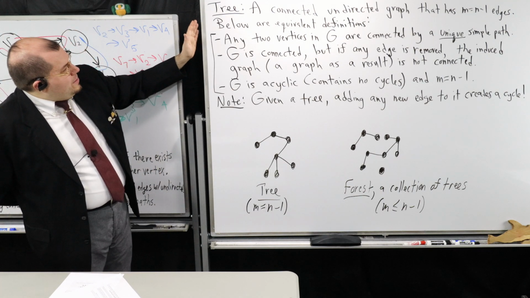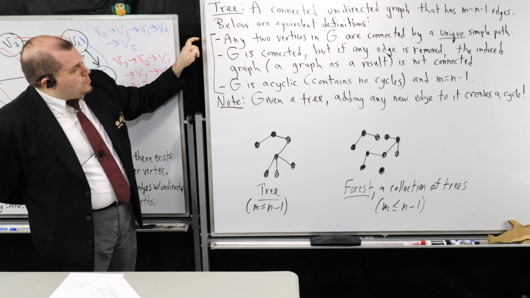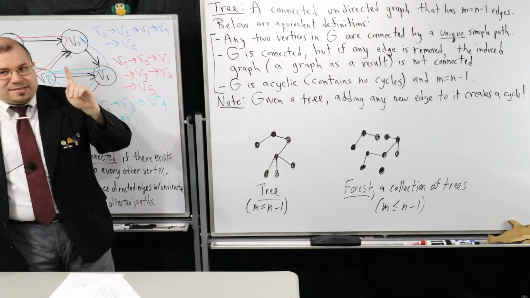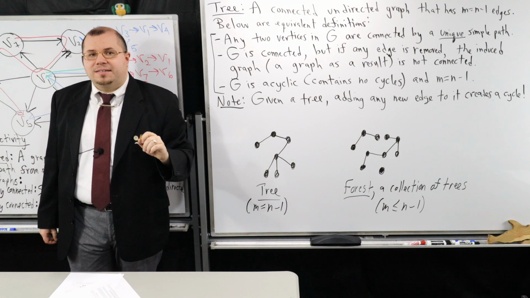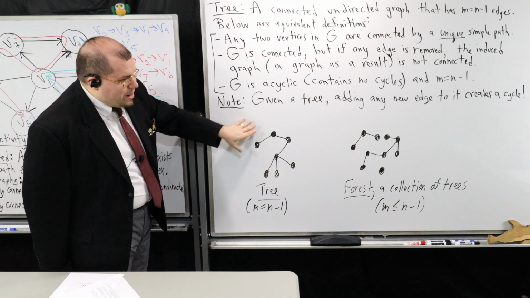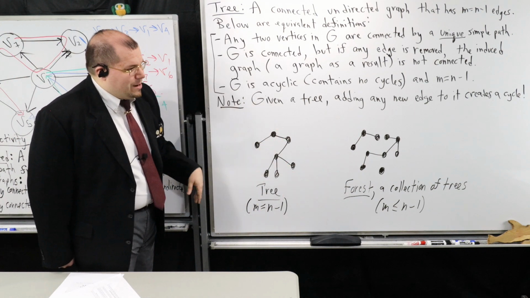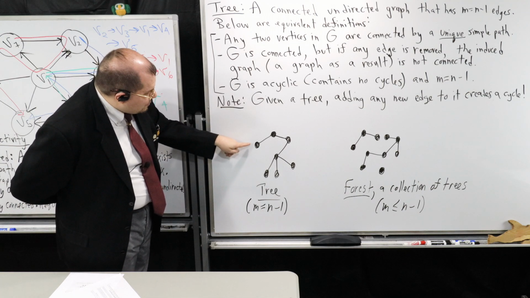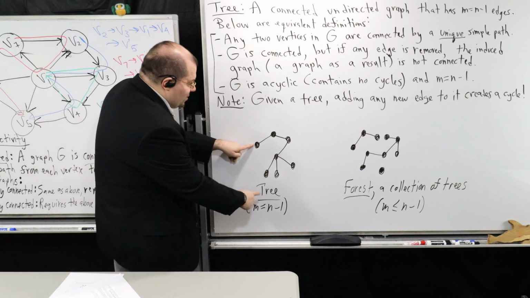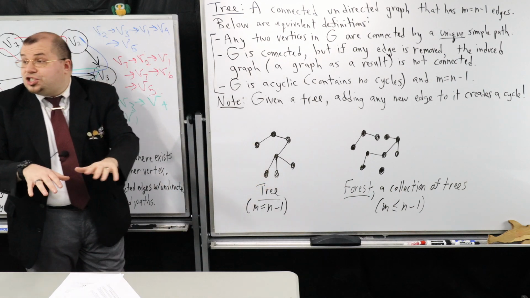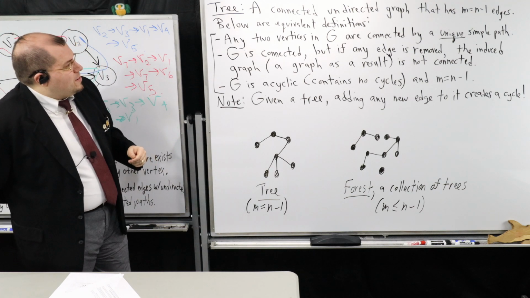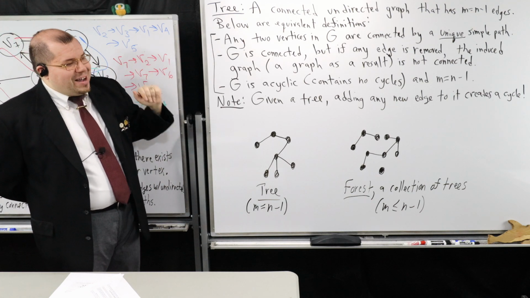There are a few other ways I could define them. For example, if I take any 2 vertices in the graph, there has to exist a unique simple path between those 2 vertices. What do I mean by that? Here, if I look at this tree, which I didn't put any labels on, it's just unlabeled. If I pick this vertex, there's a unique path that gets me from this vertex to that one. There do not exist 2 or more of them. There always exists exactly 1. So that's one way you could define a tree.